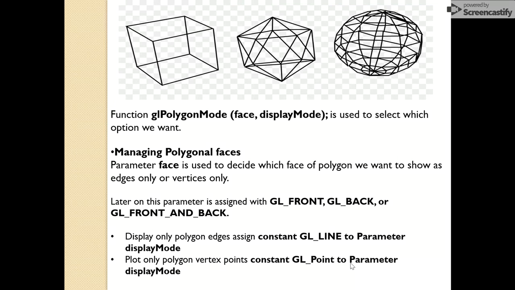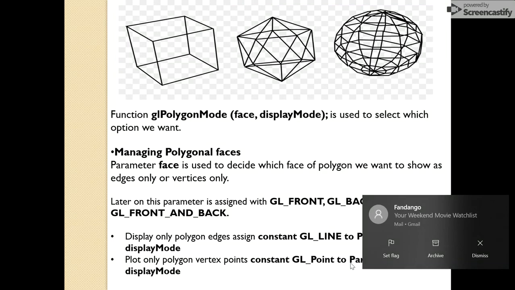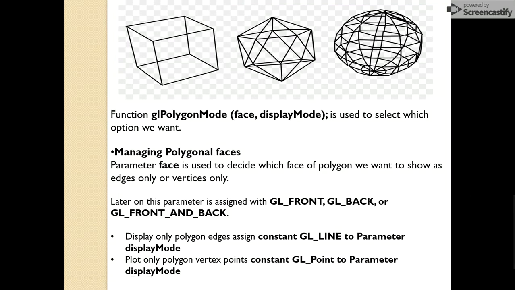We can also manage the faces of these polygons using this function, where we can assign the parameter GL front and back, where the front side of the polygon or the back side of the polygon can be viewed. Also, we can select whether we want to display our object using vertices only or edges only. For that, we can use the display mode parameter and assign it the GL point value or the GL line value.